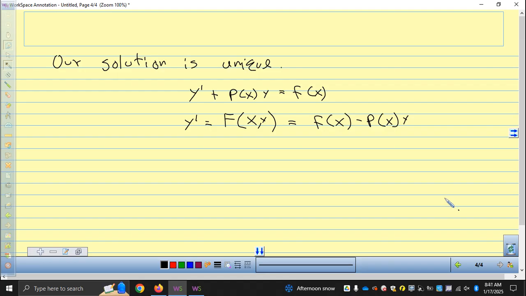Well, if f of x and p of x are continuous, and the partial of f with respect to y here is just negative p of x, then our differential equation satisfies the conditions for having a unique solution.